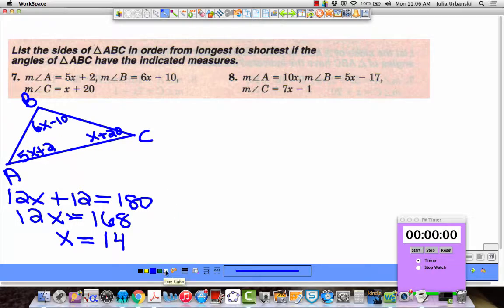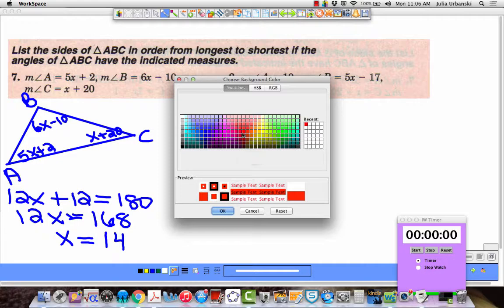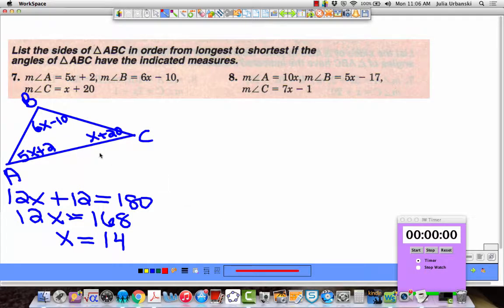When we plug this one in, we are going to get each of the angles. So this one I can do in my head. 14 plus 20 would be 34 degrees. I need your help with the calculators for this one. 6 times 14 and then minus 10. 74. Good. You guys are allowed to use calculators every single day. Nope, that's not the answer. 5 times 14 plus 2. 72.